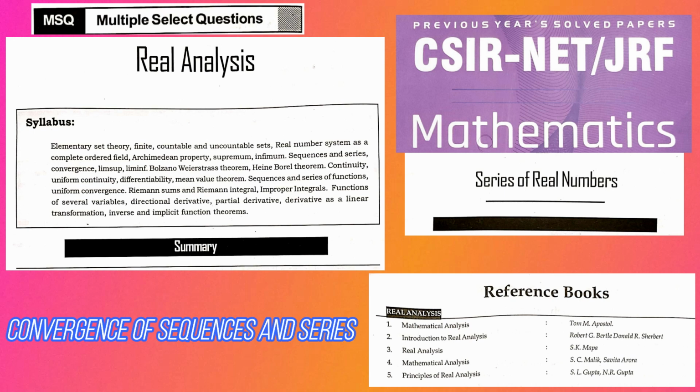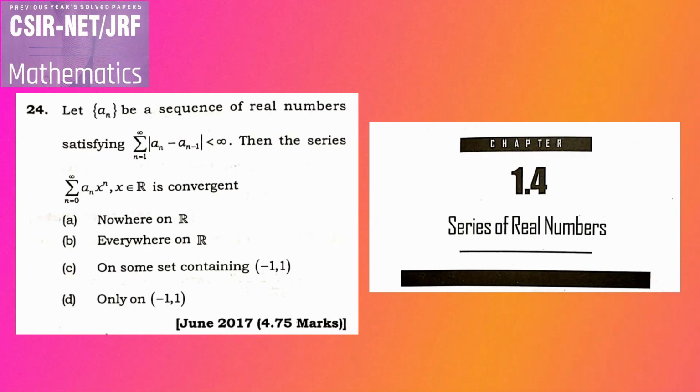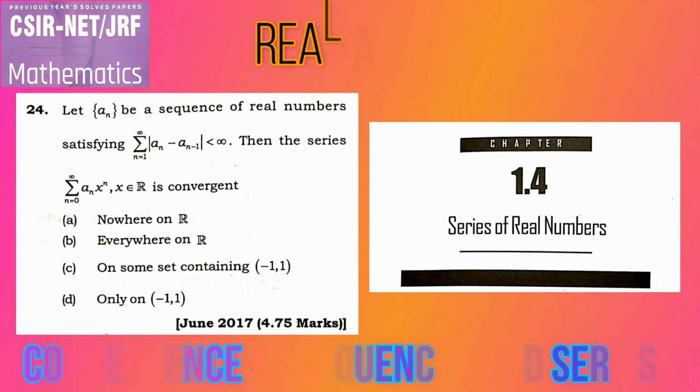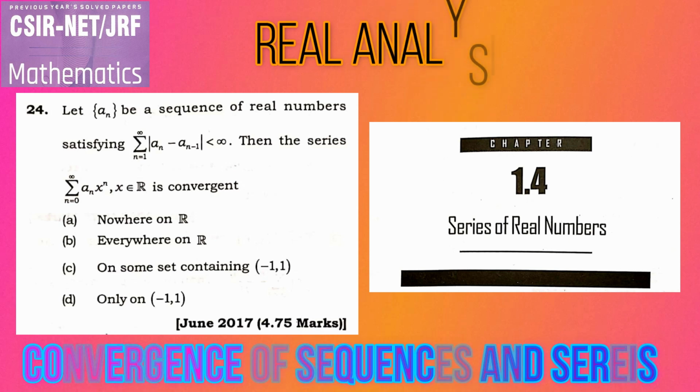First of all, I'm going to explain the question, and then we'll move to a detailed understanding of the solution. In our question, we are given a sequence a_n of real numbers which satisfies the series from n equal to 1 to infinity of modulus of a_n minus a_(n-1) being strictly less than infinity. Then we have to find out whether the series from n equal to 0 to infinity of a_n x raised to n, where x is a real number, is convergent or not.